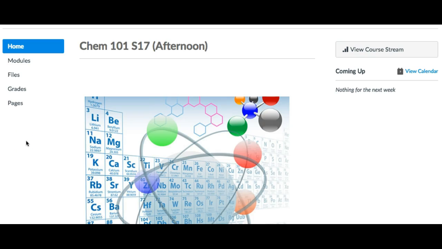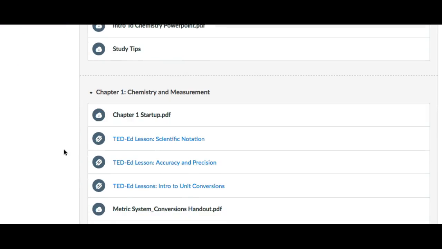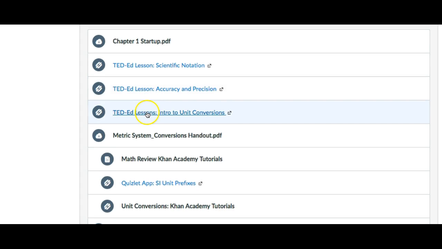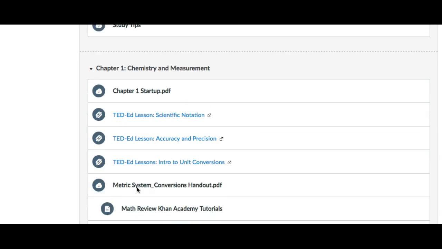But as far as tabs, the most important ones are going to be modules. So if we click on modules, we have pretty much everything organized, but it's organized by the chapter we're going over. So we have our initial course info for the first week, but then it's organized by chapter. Here are the links to the TED Ed lessons that I was mentioning, on scientific notation, accuracy and precision. Again, all of these are optional, but they're very, very useful. We have some math review, so review of how to use exponents and those type of things. We have some Khan Academy tutorials that are also video resources for SI unit prefixes that we'll talk about a lot the first week. We have a little Quizlet app that you can pull up on your phone and test yourself. So lots of resources here that are organized by chapter.